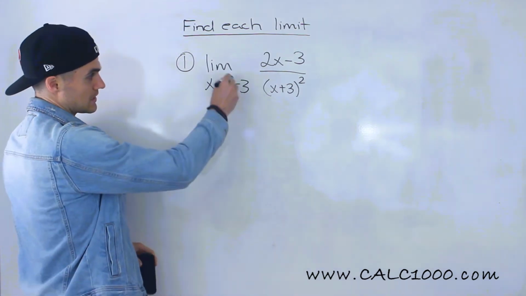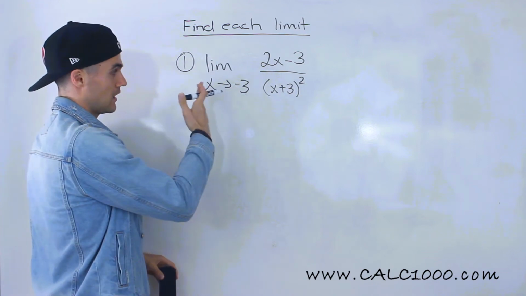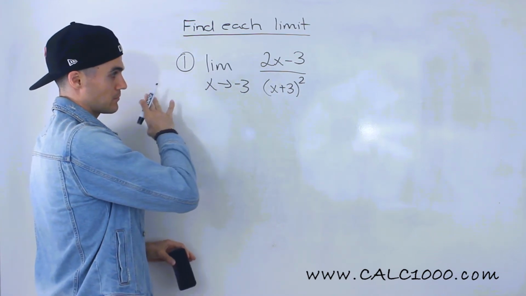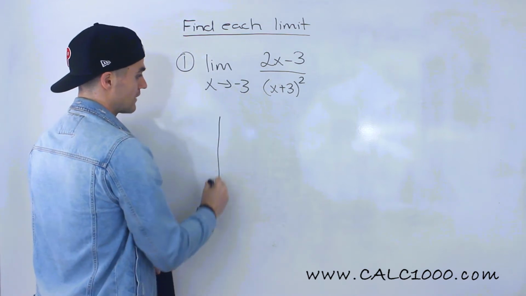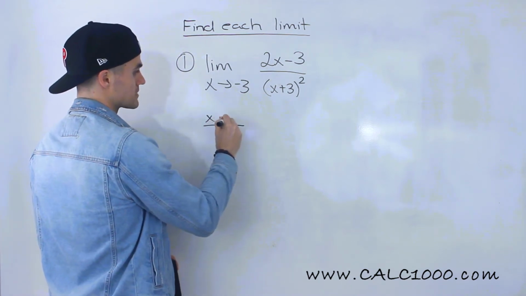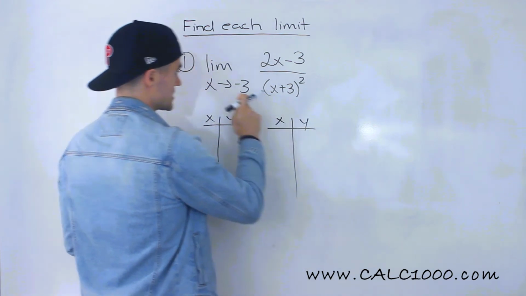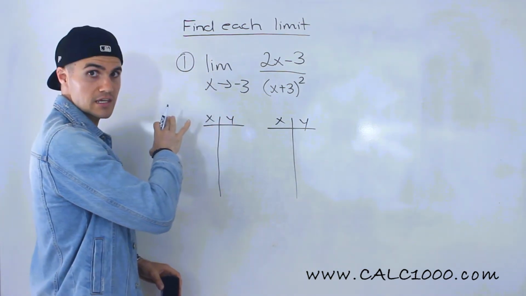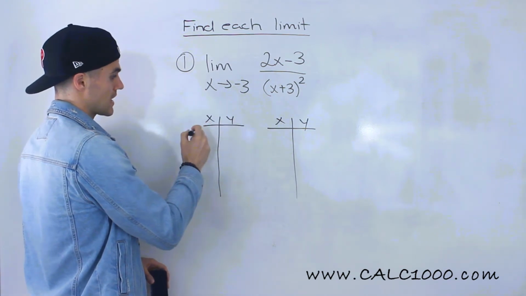So they're asking us to find the general limit. Notice this is not a one-sided limit, dealing with approaching that -3 from the negative side or the positive side. So we actually have to approach it from both sides, right? So we're going to have to approach this -3 from the left side, or from the negative side.